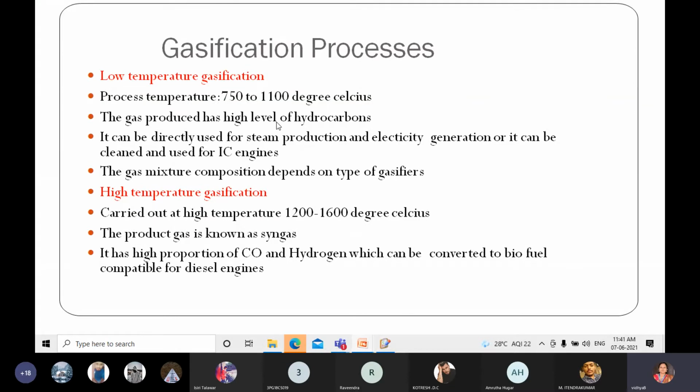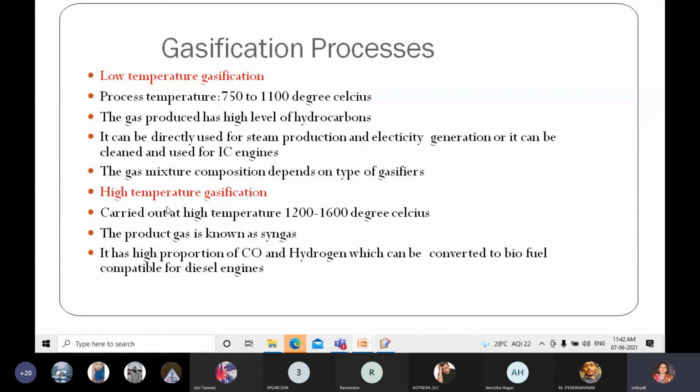The gas produced has a high level of hydrocarbons, and it can be directly used for steam production and electricity generation, or it can be cleaned and used for internal combustion engines. The gas mixture composition depends on the type of gasifiers we are using. We shall discuss that in the next topics.